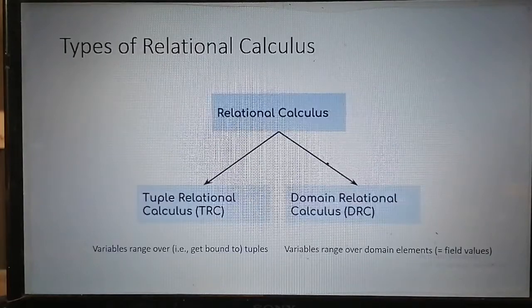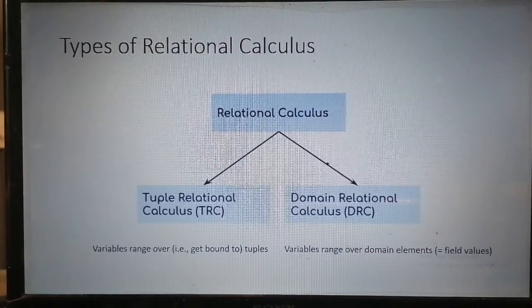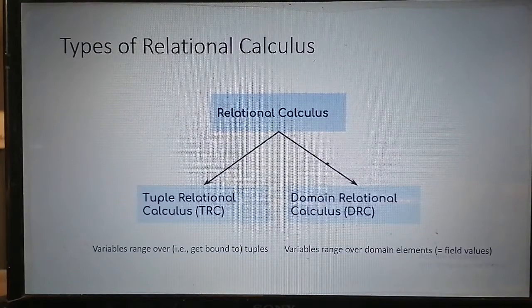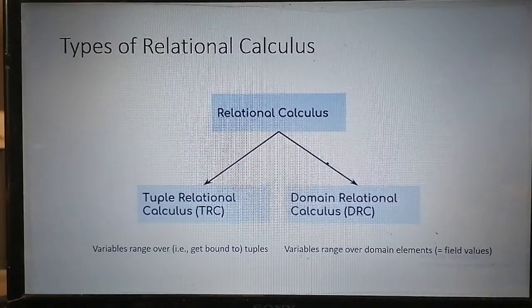Relational calculus is further classified into tuple relational calculus and domain relational calculus. The tuple relational calculus uses a variable to display the output, where the variable ranges over the tuples. Whereas in the case of domain relational calculus, we use variables which range over the domain elements, meaning the attributes.